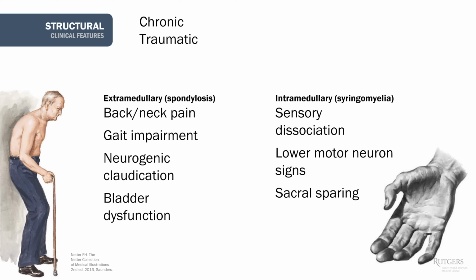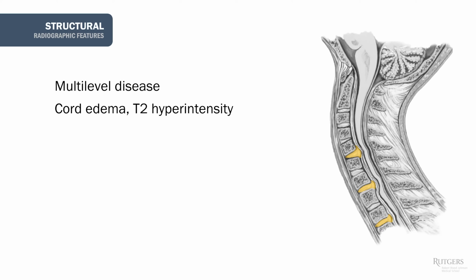Radiographic features are relatively straightforward. There's multilevel disease and narrowing of the spinal canal. Occasionally, the cord is swollen because of trauma from compression, and edema looks hyperintense on T2.